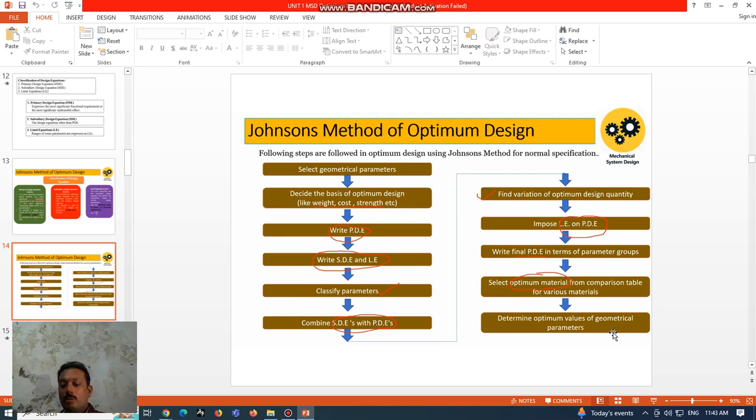Here the optimum values for the eliminated geometrical parameters, for example the geometrical parameters which were eliminated from the P.D.E., are obtained by solving the original subsidiary design equations. In this way we will solve numericals based on Johnson's method of optimization, from the selection step to the determination step. We will take a numerical based on this Johnson method of optimization in the next session. Thank you.